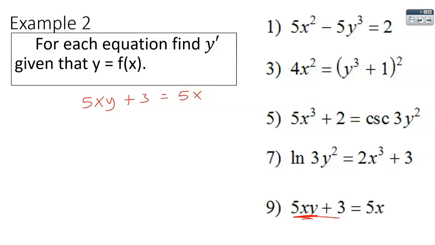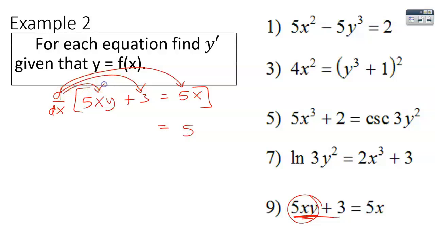Okay, so here we go. What makes this one special is this expression right here. Why is that special? Because it's a product rule, okay? So let's start easy. The derivative of that is going to be 5. The derivative of that's going to be 0, so if you don't mind, I'm not even going to write it. There's no point.